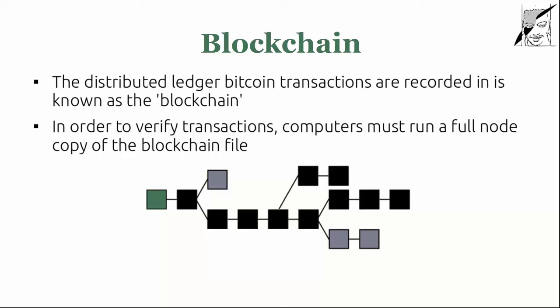And in order to verify these transactions, computers are said to run a full node, or a machine which houses a full copy of all these transactions, which is being updated in real time and synchronized with the Bitcoin network.